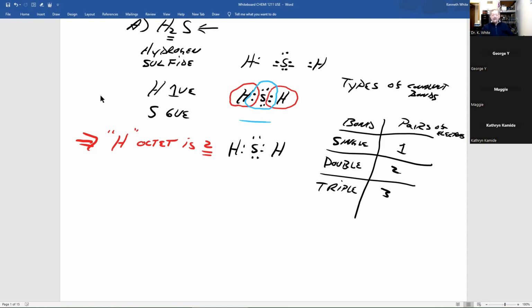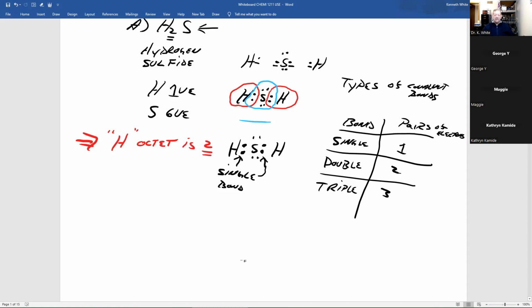Time's up. There's 1 pair of electrons being shared there. That's a single bond. And right here, there's one pair of electrons being shared. Same thing over here. I'll make them bigger so you can see it. And those are single bonds. So there are two single bonds in hydrogen sulfide, just like in water, which we did yesterday.